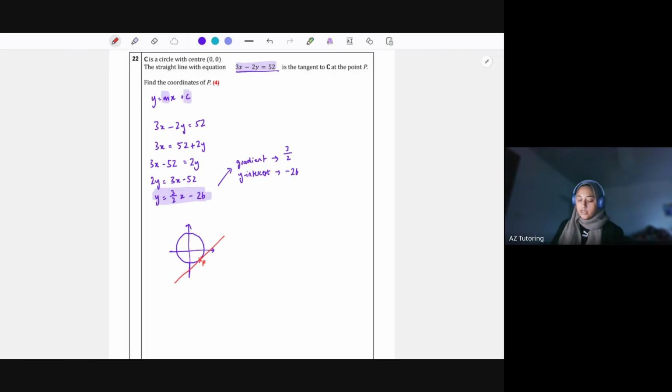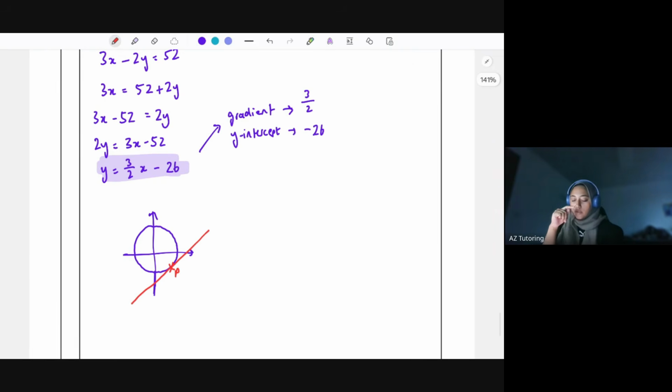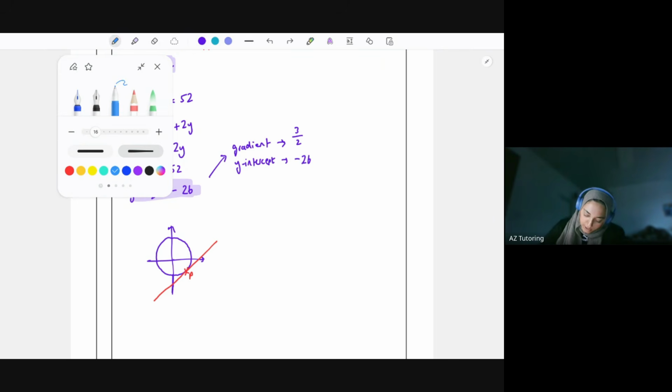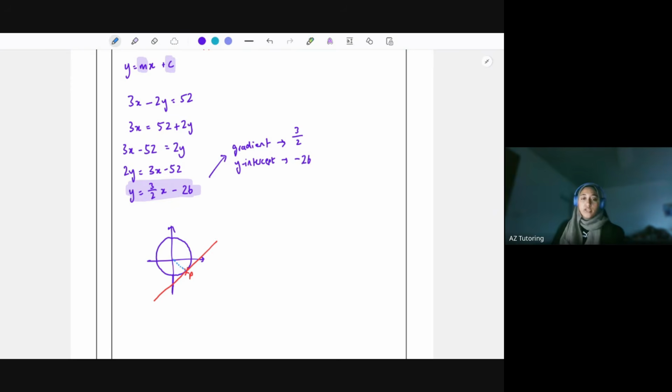We know the gradient of that line as well. Now to find out the coordinates of P, we need another line that intersects at that point, and then we can use the other line to work out what the coordinates of it are. Another line you should be aware of is the radius of the circle. So I'll do it in a different color so you can spot it quite easily. This over here is the radius of the circle.